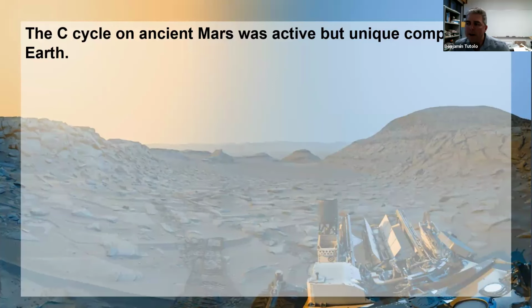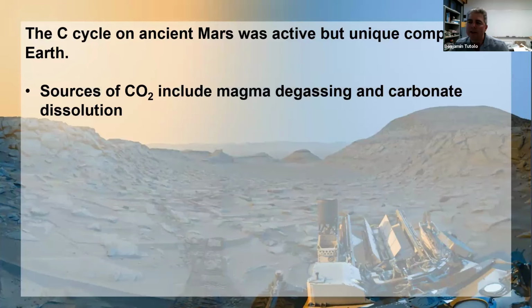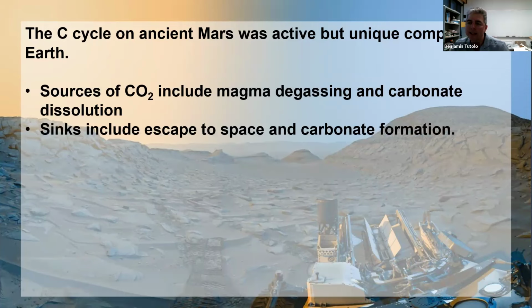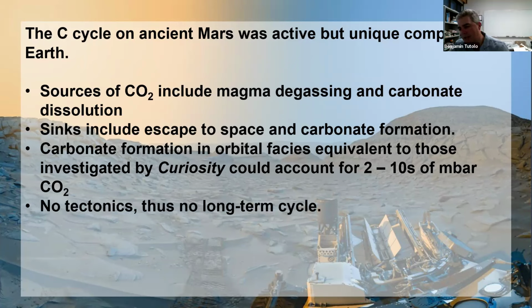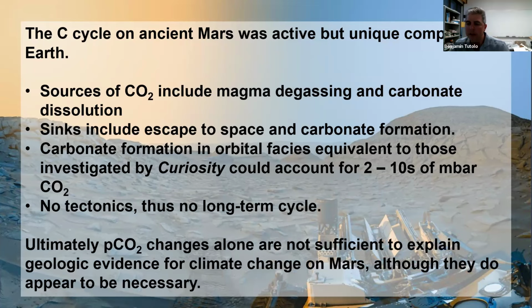So the carbon cycle on ancient Mars was active but unique compared to Earth. Sources of CO2 include magma degassing and carbonate dissolution, we've now shown during diagenesis. Sinks include escape to space and carbonate formation. Ultimately, carbonate formation could account for tens of millibars of CO2. But because there's no tectonics, there's no long-term carbon cycle. So likely Mars lost its habitability because it couldn't maintain high PCO2 in its atmosphere.